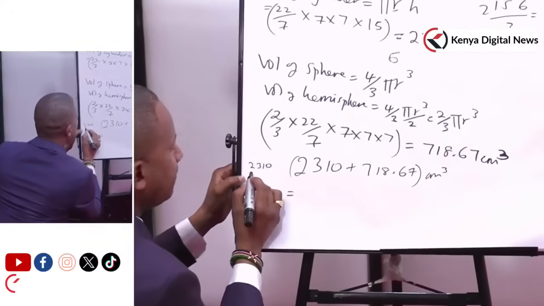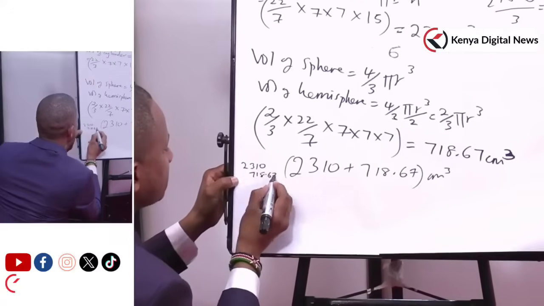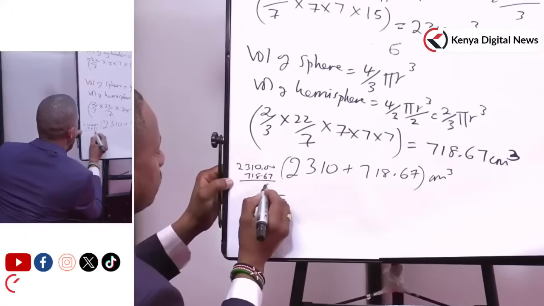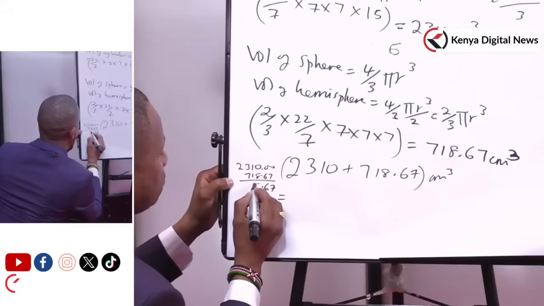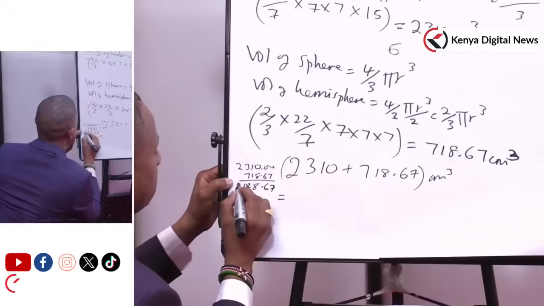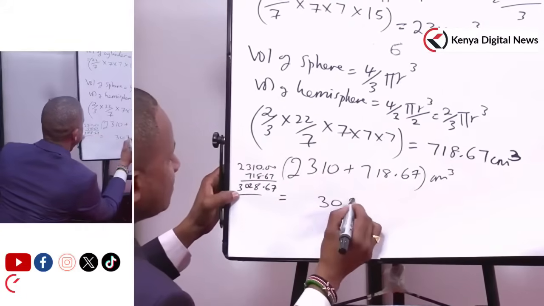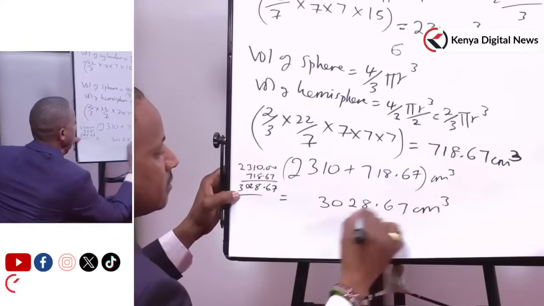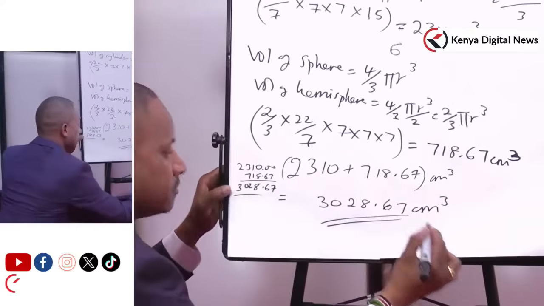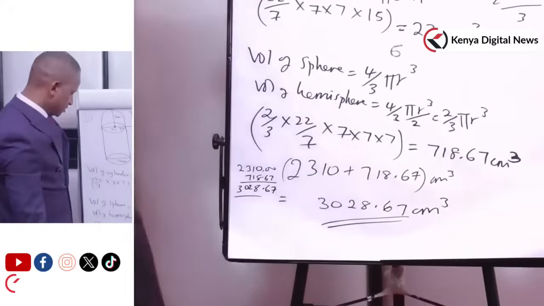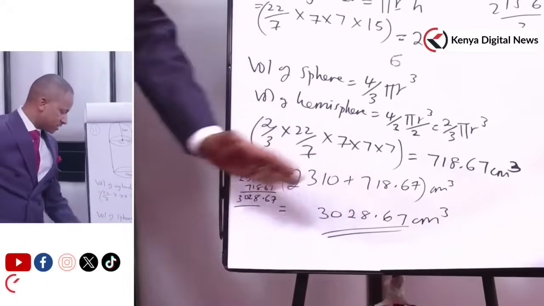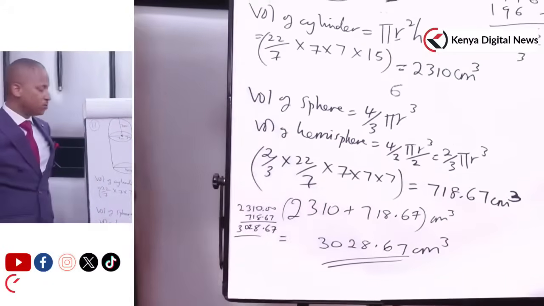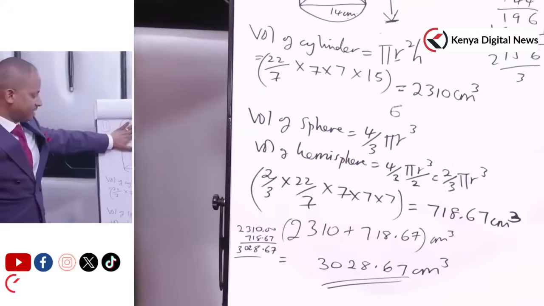2310 plus 718.67. You will help me use a calculator. I'm just doing this. You get 3028.67 centimeters cubed. Now this is the volume of our figure here.